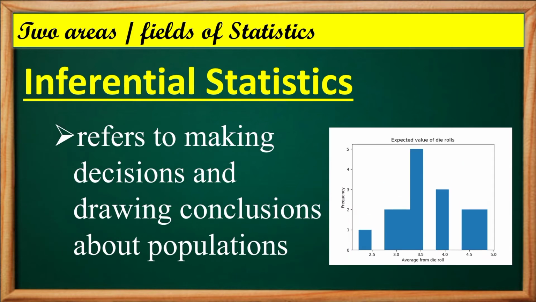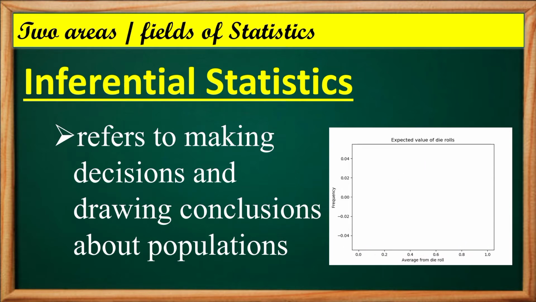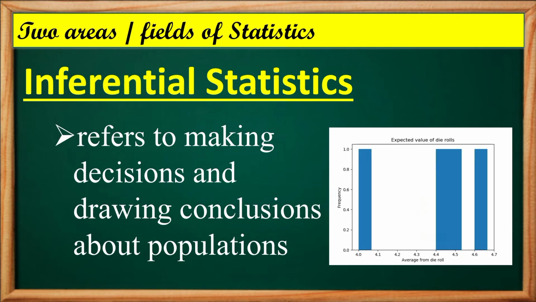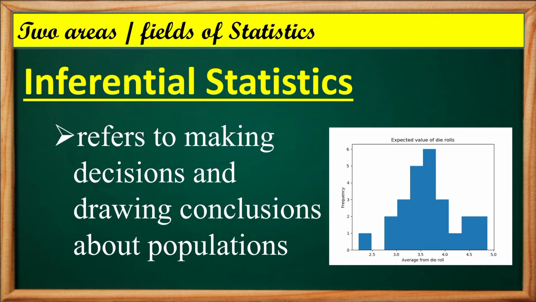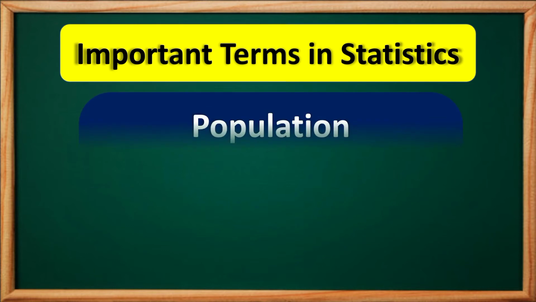Then inferential statistics, it refers to making decisions and drawing conclusion about population. Yung kanina, you gathered, you present the data. Okay, that is the descriptive statistics. Inferential statistics is you are interpreting. You are making your decision based on the result of the data. Okay? Then, the important terms used in statistics.